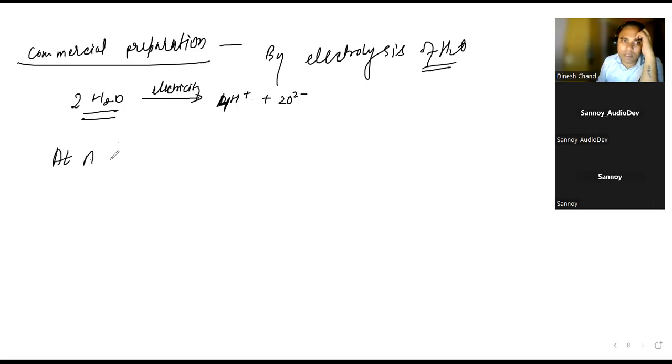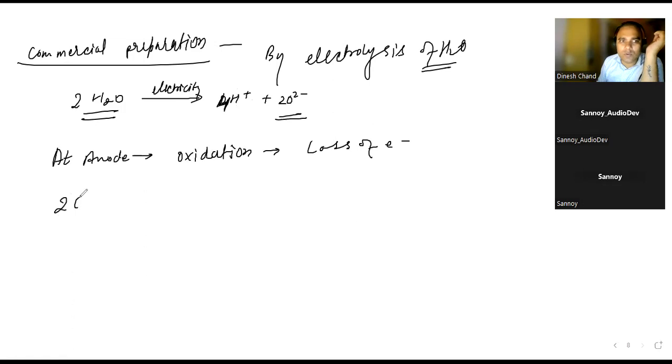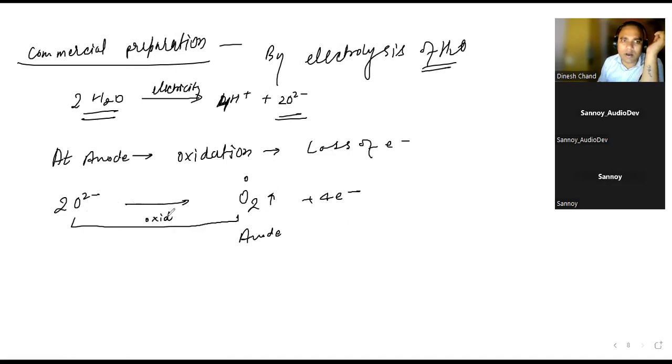At the anode, what reaction takes place? Oxidation. Oxidation means loss of electrons. So we have 2O2-, and 4 electrons go out, and it forms O2 at the anode. Here the charge is 0, before it was negative, so this becomes the oxidation.